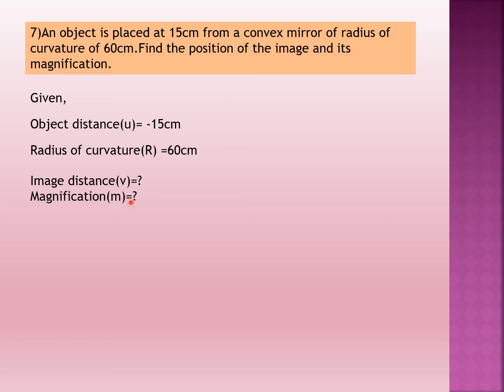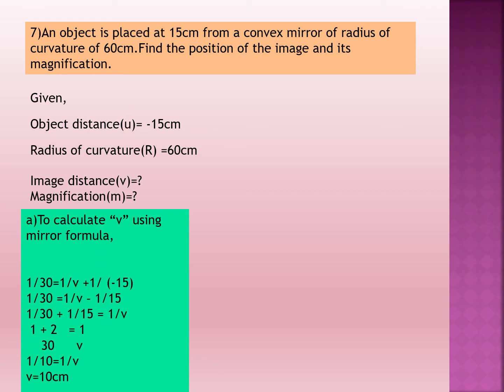Right? So this is the question. This is the information that is given to us. Now we're going to proceed. Now see, when we have radius of curvature, we have to calculate image distance. So we'll have to use mirror formula. Why? Because we have object distance. We have radius of curvature. So we'll use mirror formula.